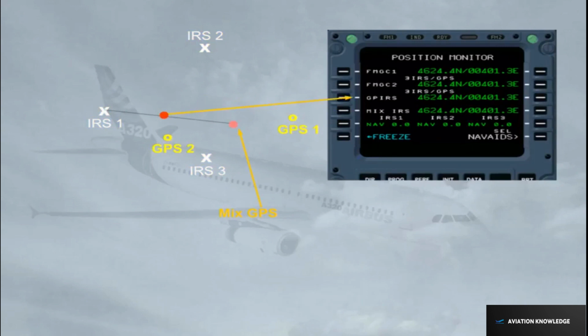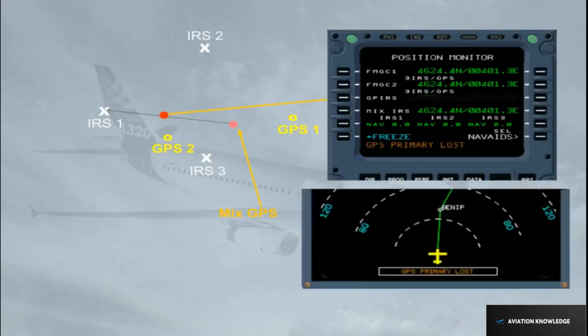Only one of the three GPIRS positions is selected by the system, according to its figure of merit and priority logic. If the GPIRS data does not comply with an integrity criteria, the GPS mode is rejected and the radio position updating is used. GPS primary lost is displayed on ND and MCDU scratchpad.